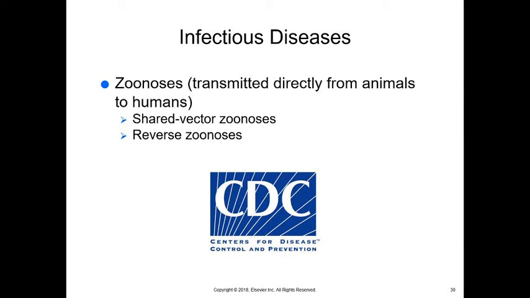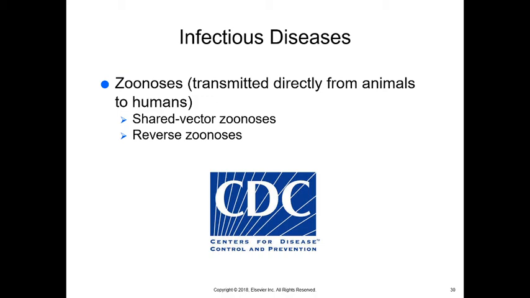Infectious diseases: zoonoses are transmitted directly from animals to humans. There are shared vector zoonoses, or we can have reverse zoonoses. Reverse zoonoses would be where we give it to animals. We can give ferrets the flu, and animals can give us the flu. We can give ferrets streptococcus infections as well. Those are some examples.